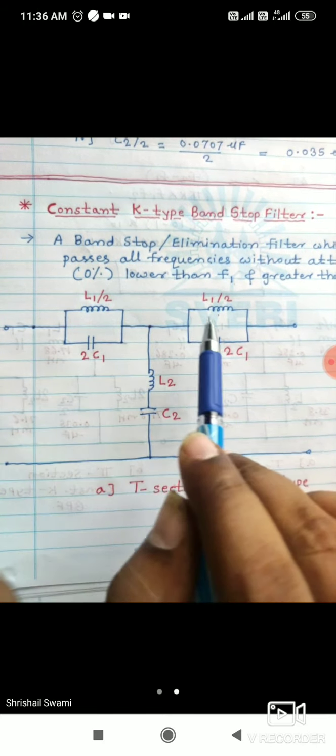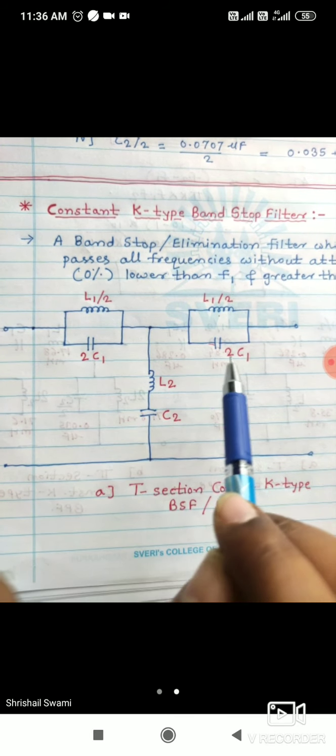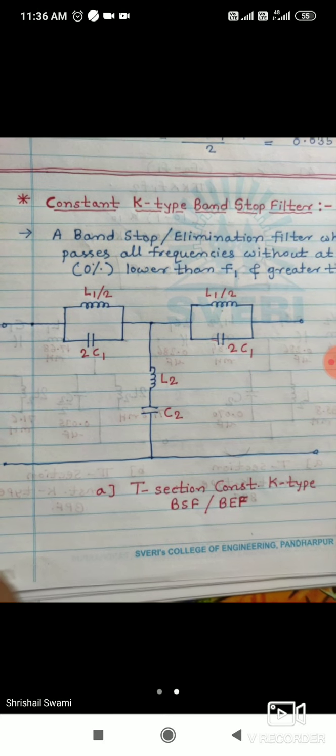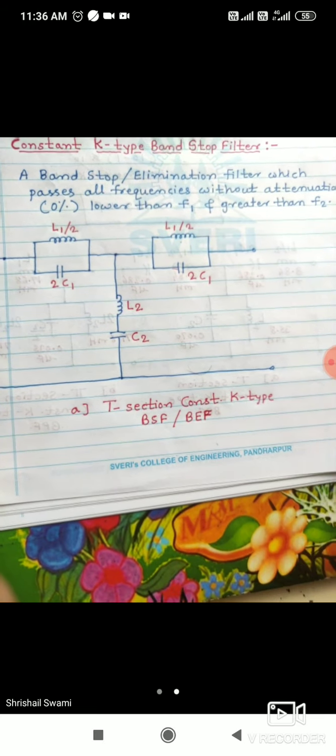Second, the values remain the same. L1 by 2, L1 by 2, 2C1, 2C1. Even though the type of resonance circuit is changed, the names remain the same. So here L2, C2. Now, this will be the T section.